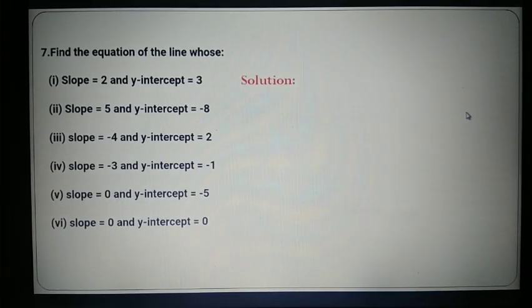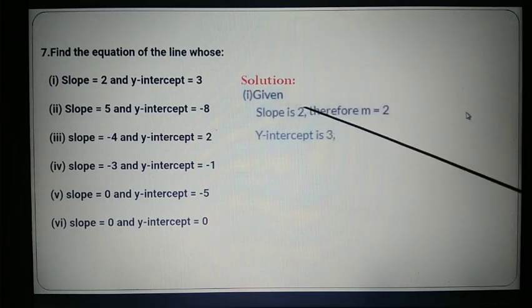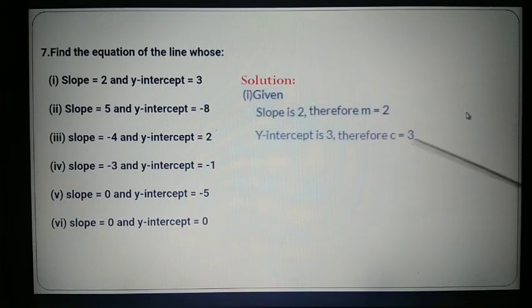Okay, so the next sum. Now in this case, you have been given slope and y-intercept, that is m and c. So you need to find the equation of the line. So to do that, we have been given several questions; I'm going to do only one sum, others you will try by yourself. So in the first one, it is given that slope is 2 and y-intercept is 3. So if slope is 2, that is m is 2, right? So the value of m is 2, and similarly y-intercept is 3 means the value of c is 3.